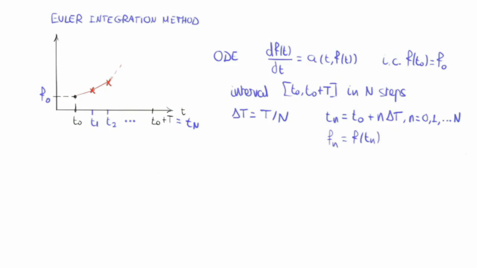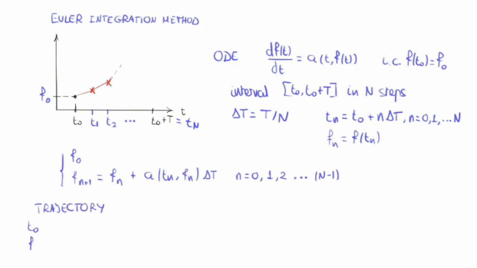The algorithm for the Euler integration method is as follows. At time 0, the trajectory starts at f0. At time tn plus 1, the trajectory can be obtained from the trajectory at time tn by adding this term. This step has to be repeated for n equals 0, 1, 2, up to capital N minus 1. Let's see how the trajectory unfolds.